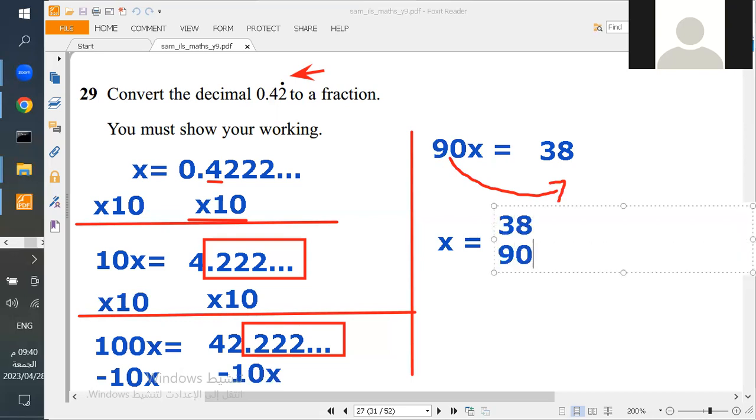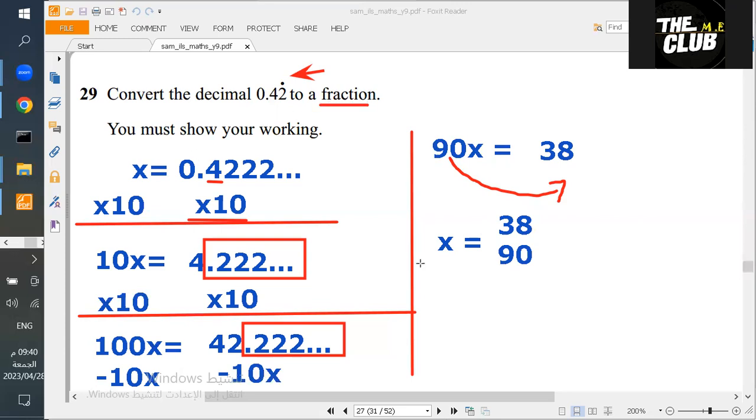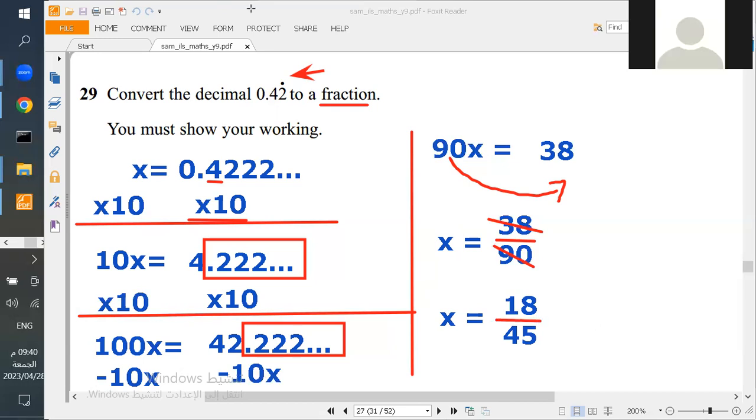Do we need the decimal number or a fraction? He needs a fraction. You can simplify it using the calculator. If you write it, it will give you x equals. So I'm simplifying by dividing by 2. I think it is 18 over 45. You can do it with the calculator. It's not a big deal. That's the final answer as a fraction.